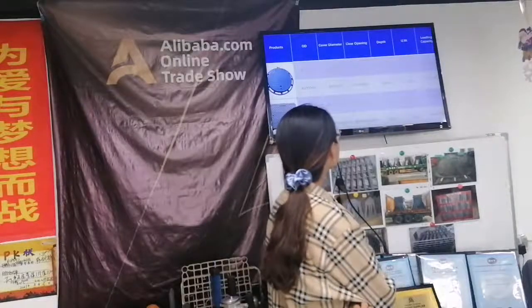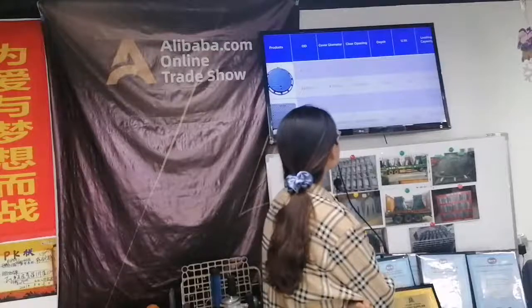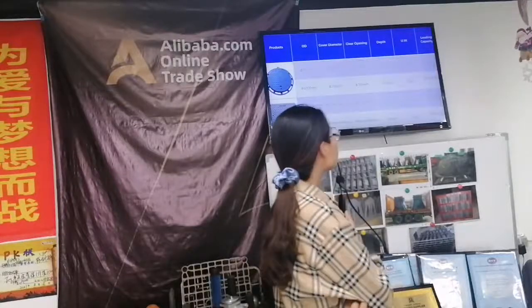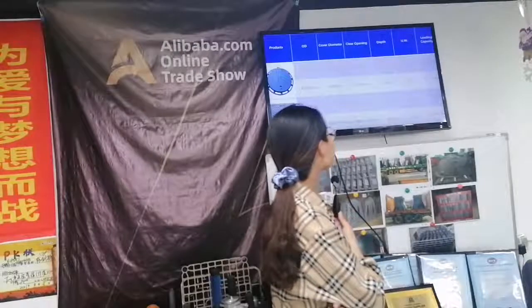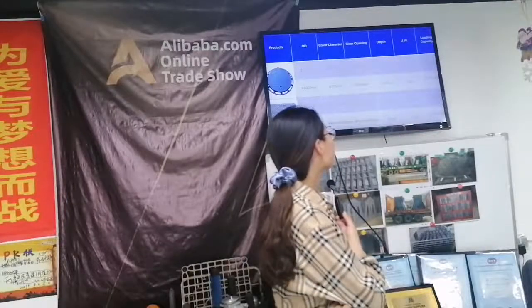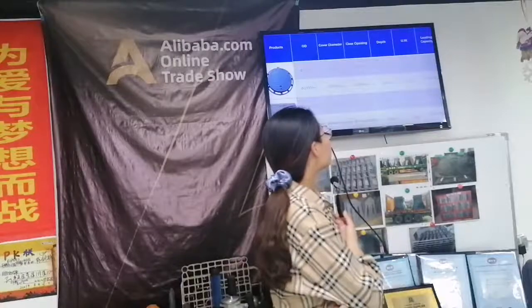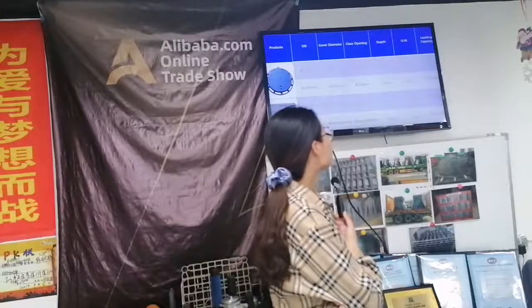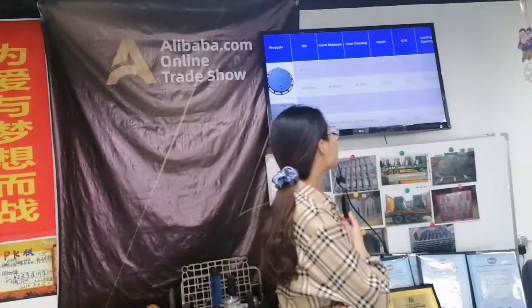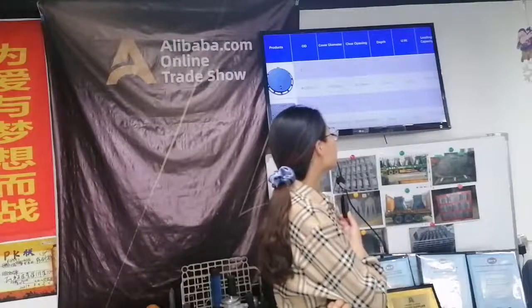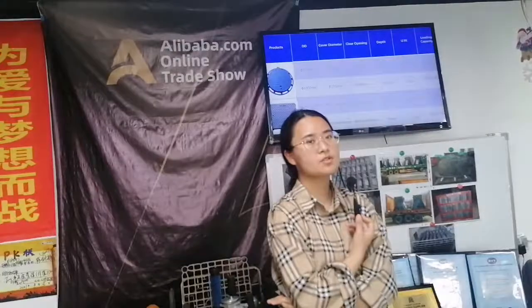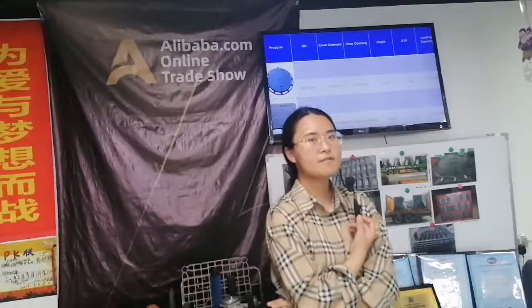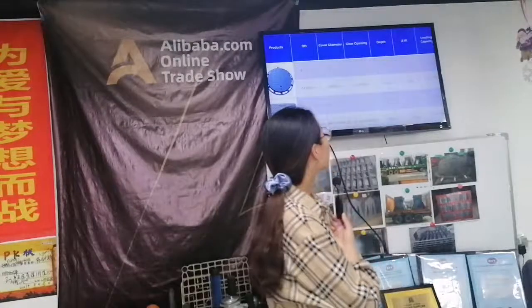Another one. For this one, the outer diameter is 1000 mm. The cover diameter is 755 mm. The clear opening is 700 mm. The depth is 70 mm, and the unit weight is about 70 kg.